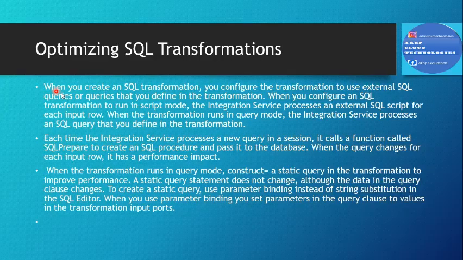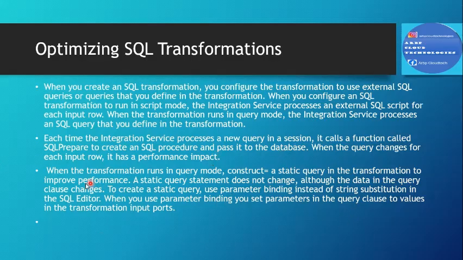So in the optimization case there are some cases, right? When you create an SQL transformation, you configure the transformation to use an external query. What is an external query, or a query that you define in the transformation? When you configure an SQL transformation to run in script mode, like what I explained, the Integration Service processes an external query script for each input row. When your transformation runs in query mode, the Integration Service processes the query that you define in the transformation. So what we write inside the query needs the query mode configured. Each time the IS processes a new query in the session, it calls a function called SQL prepare. Okay, always it calls the new query.